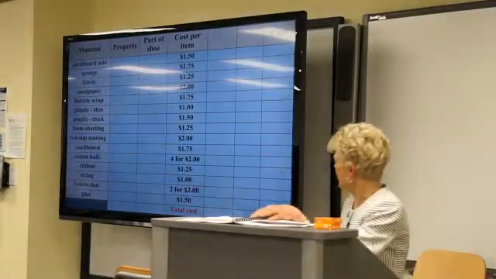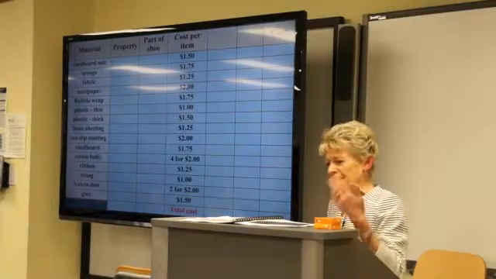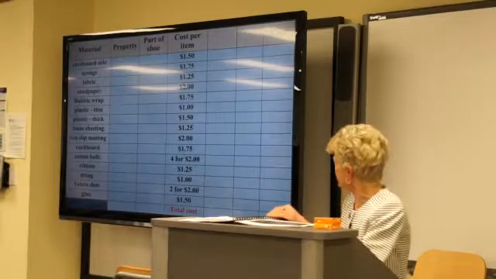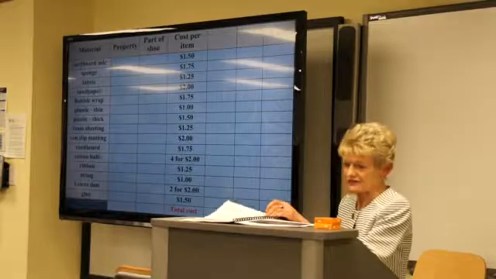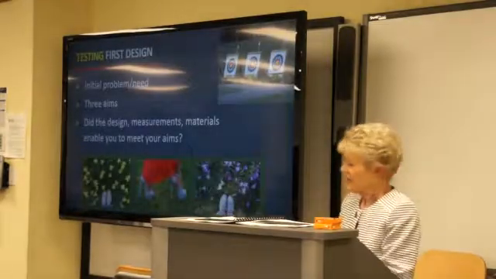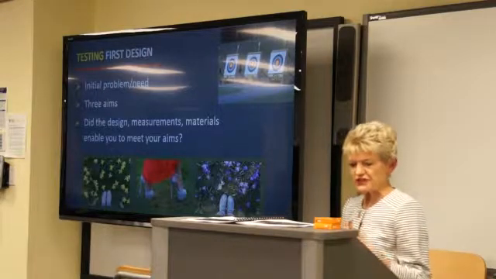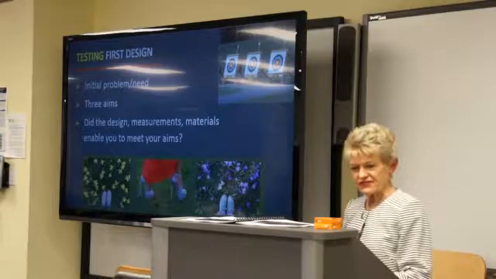So they had a range of things that we provided to get all the material together: sandpaper, plastic, non-slip matting, and so on. Then the cost, and they had working columns, and they had to keep tab of their costs. Then they created their design, they looked at their initial problem, their 3 aims, and they tested their first design.